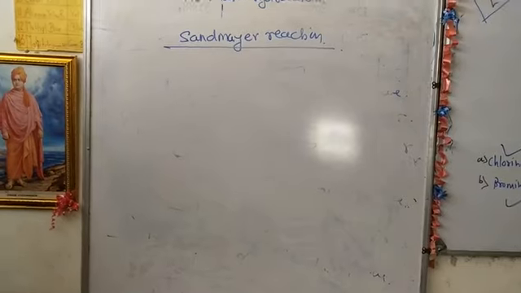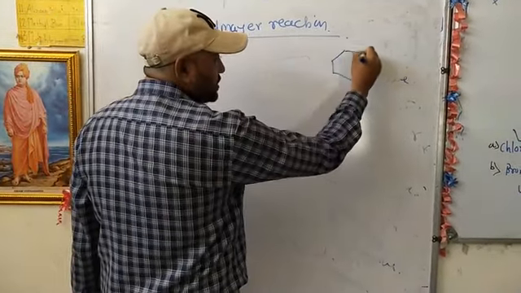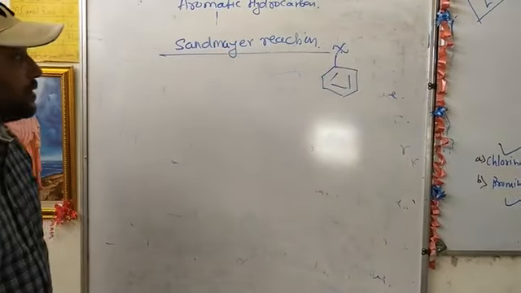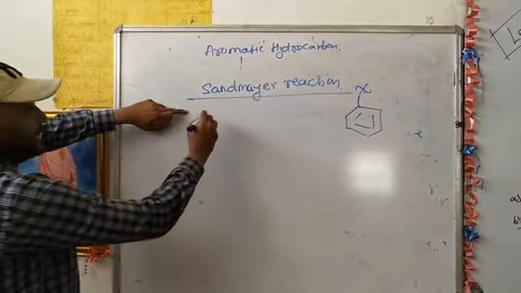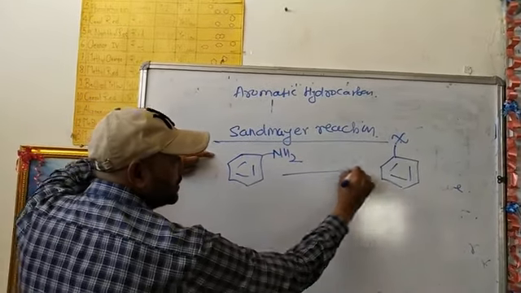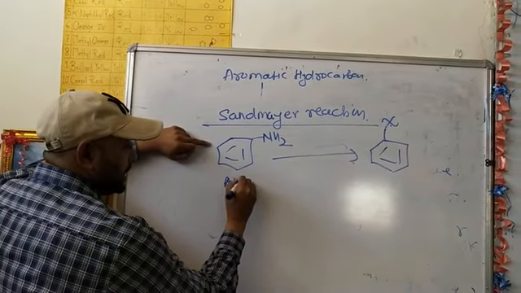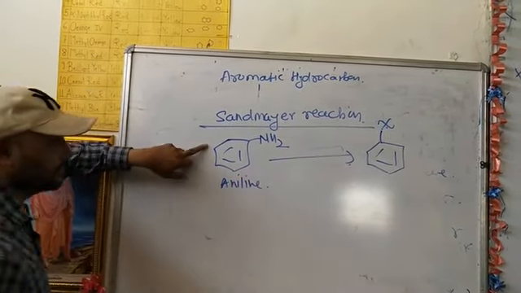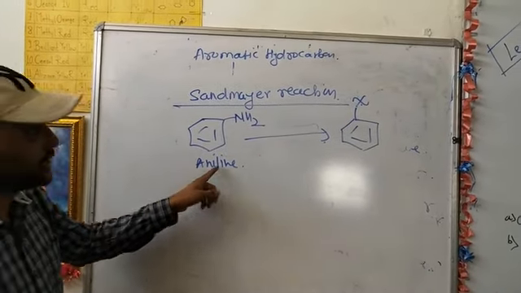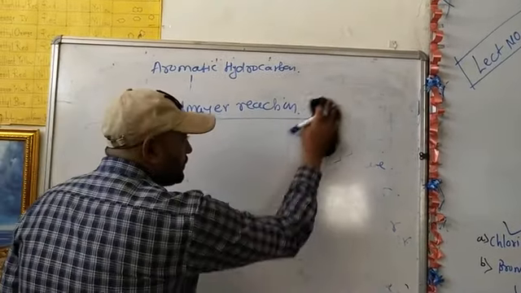So in the Sandmeyer reaction, we can prepare halobenzenes, haloarenes, from aniline. This is aniline. So what is the reaction? Let us see the conversion of aniline to halobenzene.